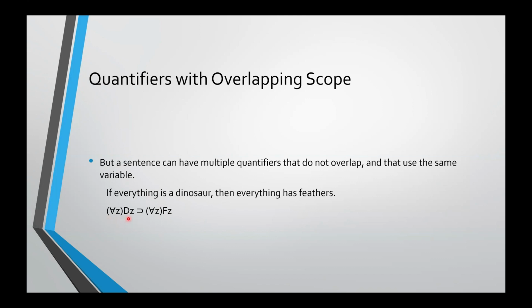This quantifier here only covers this dz. This quantifier here only covers this fz. Because there's no overlap between the two, there's no confusion, there's no ambiguity about what they mean. And so it's perfectly fine to use the same variable for them. Now, of course, if you are ever uncertain as to whether a pair of quantifiers have overlapping scope, then just use different variables for them, just to be sure, right?